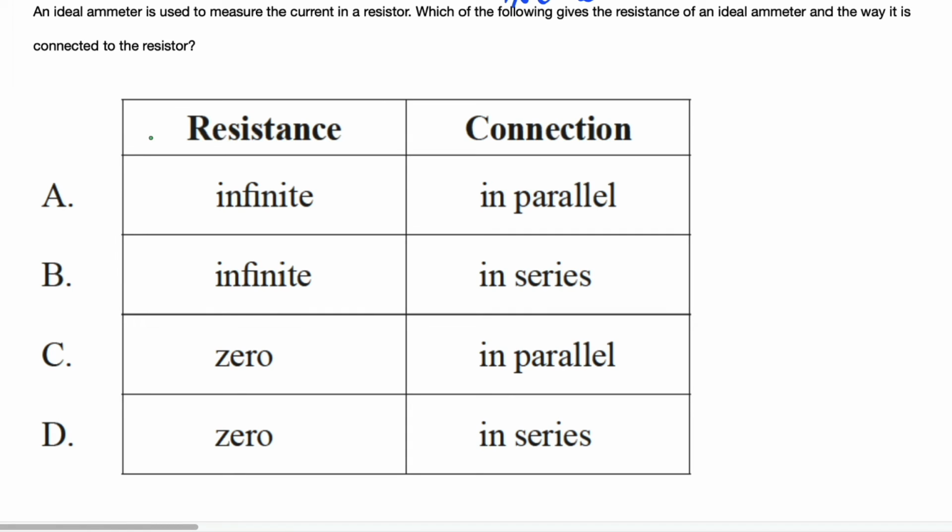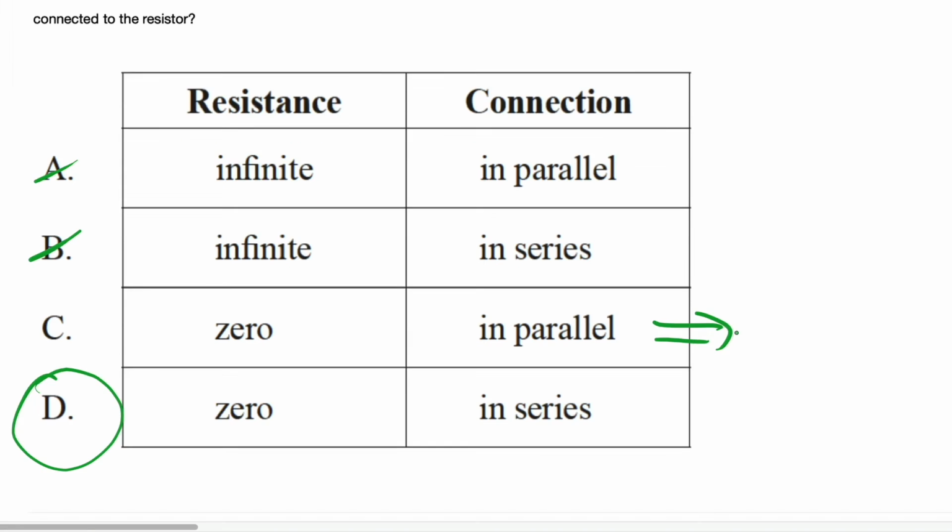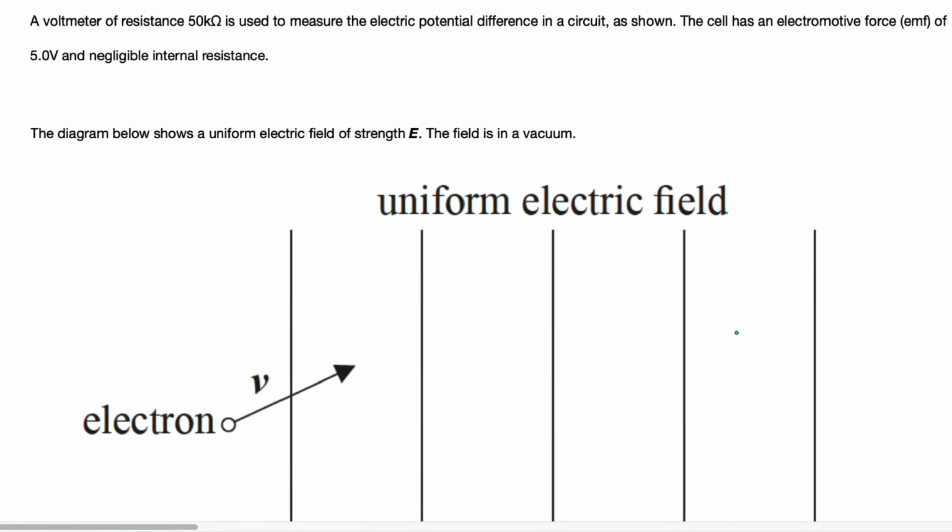An ideal ammeter is used to measure the current in a resistor. Which of the following gives the resistance of an ideal ammeter and the way it connects to the resistor? So an ideal ammeter has a resistance of 0, otherwise it will affect the reading. And it is connected in series. If it's connected in parallel, then no current will be passing through the device the ammeter measures. So D is the answer.